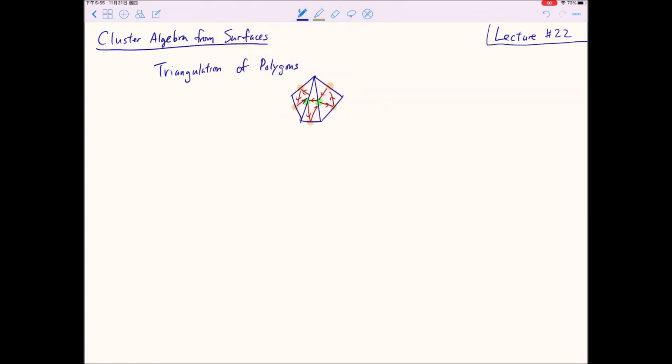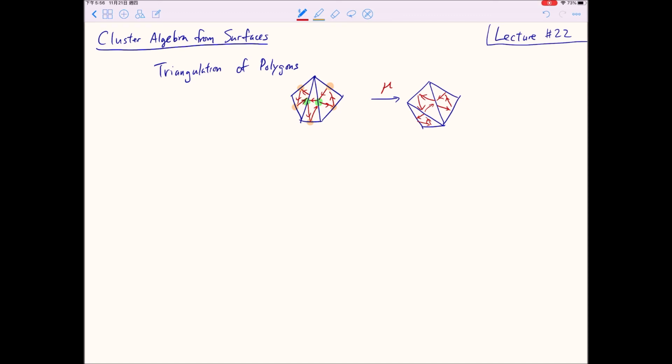We can also talk about mutation, which corresponds to flipping of the diagonal. Then we know that the quiver corresponding to the flipped polygon will be related to the other one by a quiver mutation. So everything is compatible in the cluster algebra side.